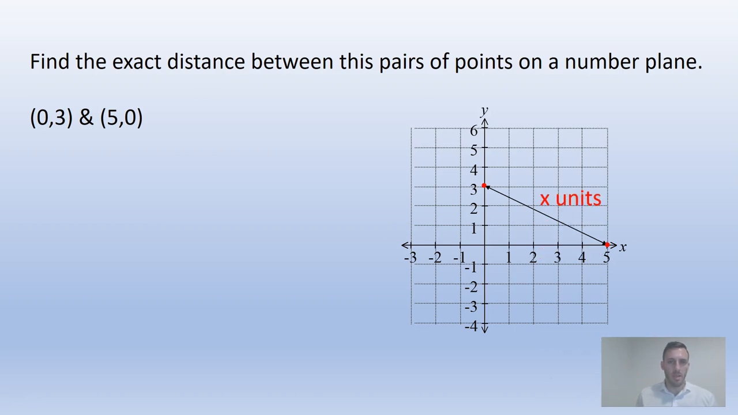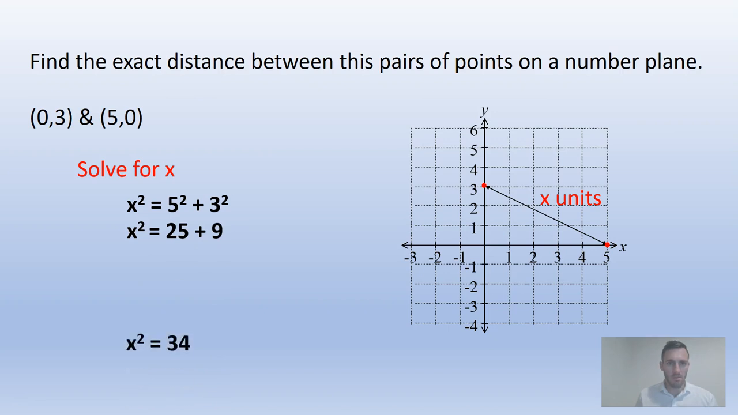So we know that that's going to be x units. We don't know the units in this example. We solve for x. The side we've labelled x forms the hypotenuse of the triangle. Therefore, we can write x squared equals 5 squared plus 3 squared. 5 squared is the distance along the x-axis. 3 squared is the distance up the y-axis, or the rise. We get x squared equals 25 plus 9. x squared equals 34. We square root both sides, and we find that x equals the square root of 34 units.